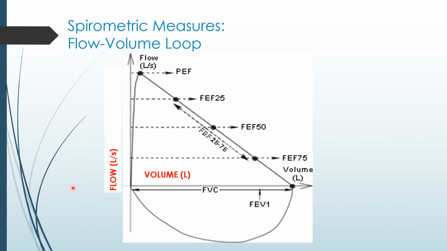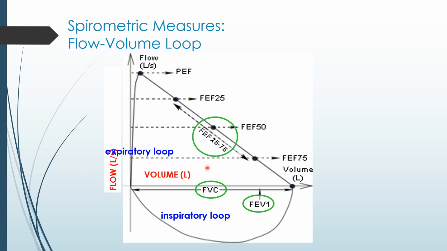Here you can see the flow and volume loop. This is the spirometric measurement. Here you can see the inspiratory loop, the expiratory loop, and then the forced vital capacity, and this is the forced expiratory volume in 1 second, around 80%, and this is the forced expiratory flow, mid 25 to 75%.